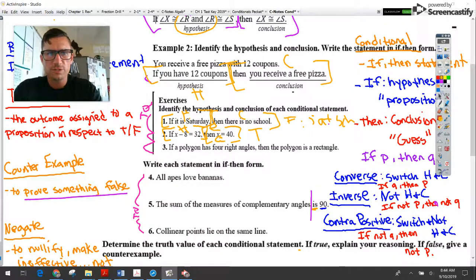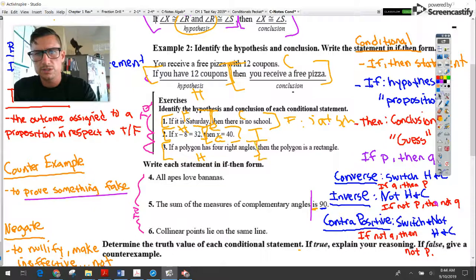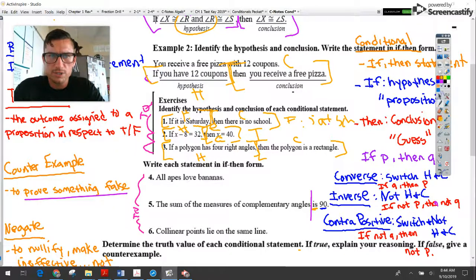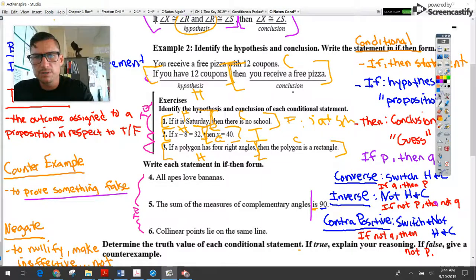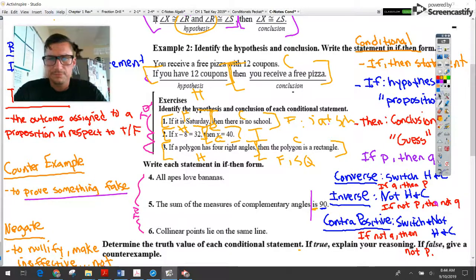Next one, if a polygon has 4 right angles, that is our H. And that's the proposition, the conclusion, the polygon is a rectangle. And that is false, because a polygon with 4 right angles, the polygon's a rectangle. I mean, it could be other ones, but a square seems like that would be an example where that would work out. So again, true, false is just the truth value. If it's false, give a counterexample.